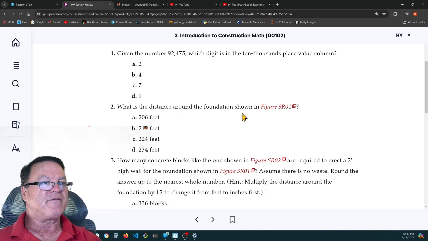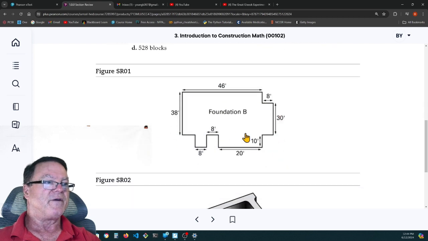What is the distance around the foundation? Oh, okay, I'm not going to do that one. That's one that you should do yourself. Go in the book and try to calculate the perimeter around that foundation in figure SR01. There it is. So they've given you all of these. See if you can calculate how far it is around that perimeter.